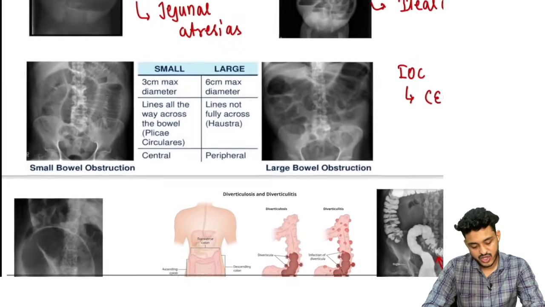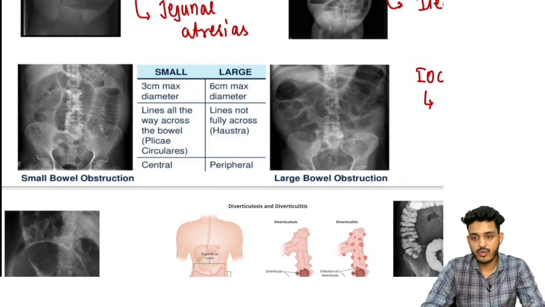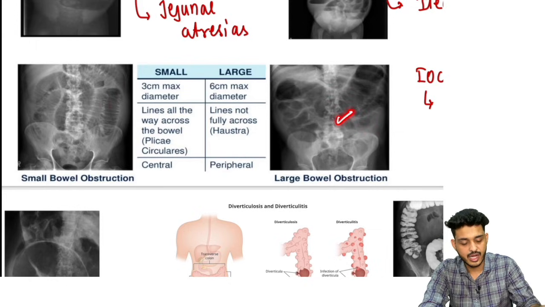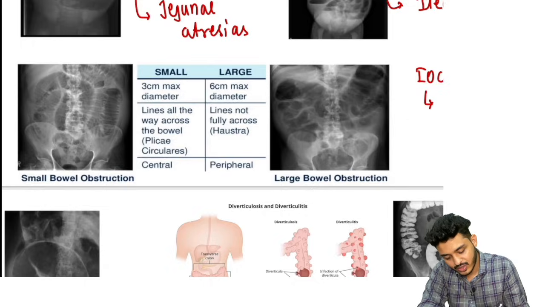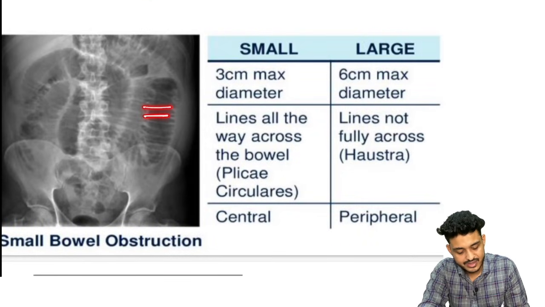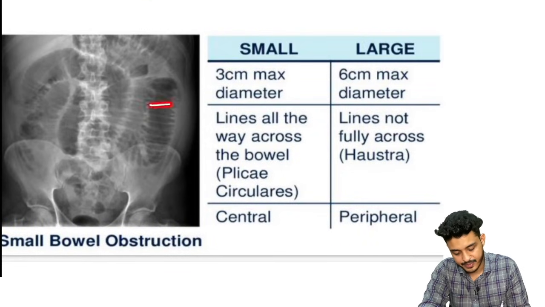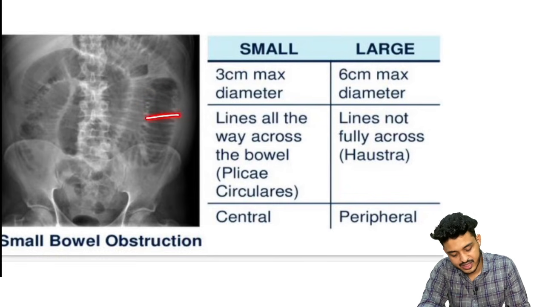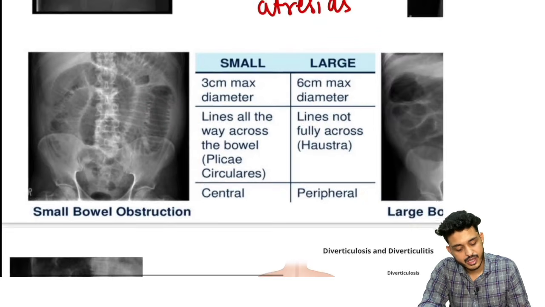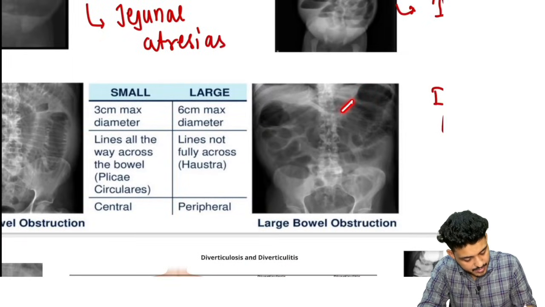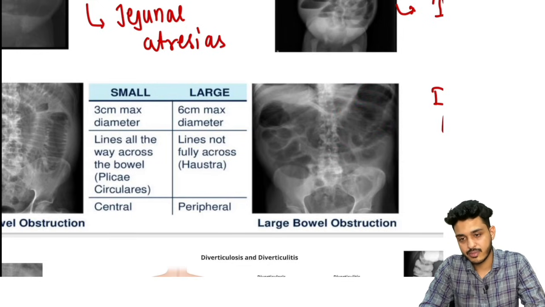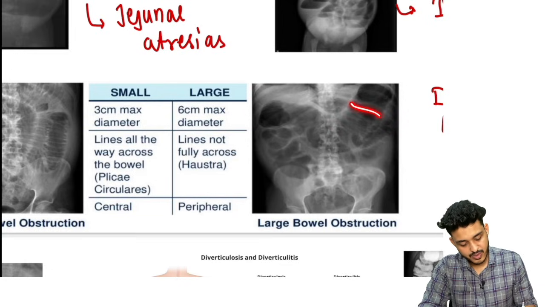Then we have got the obstructions, and we will try to understand how we are going to assess them. We can have small bowel obstruction and large bowel obstruction. In small bowel obstruction, you can identify horizontal plica circularis. These are your horizontal lines, and the diameter is going to be a maximum of 3 centimeters. Whereas in the large bowel, the diameter is going to be bigger, about 6 centimeters. So large bowel has a bigger diameter, small bowel has a smaller diameter.